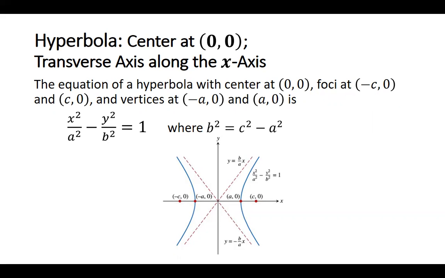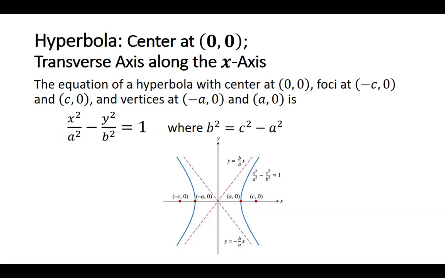And then we have x squared over a squared minus y squared over b squared is equal to 1, where b squared is equal to c squared minus a squared. Now here I will point out that the vertex is closer to the center than the focus is. So the focus is the long side, the hypotenuse. So our Pythagorean theorem goes back to what we usually think of, a squared plus b squared is equal to c squared. So keep that in mind.